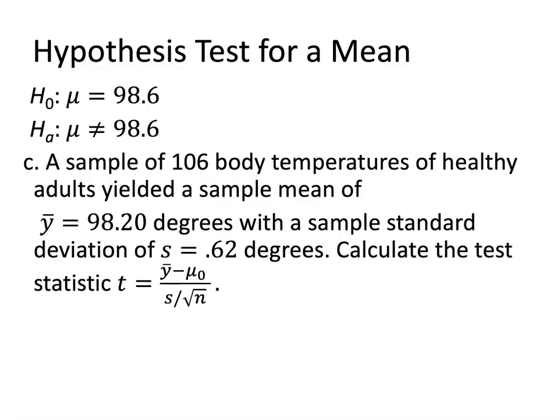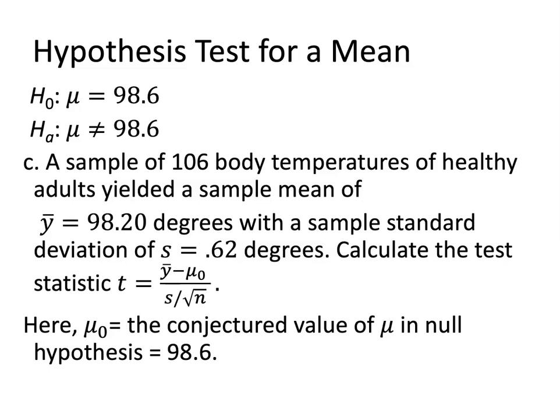Okay, so here are our null and alternative hypotheses. A sample of 106 body temperatures of healthy adults yields a sample mean of y bar equals 98.20 degrees with a sample standard deviation of s equals 0.62 degrees. I did not make these up. These are from an actual study. Calculate the test statistic t equals y bar minus mu sub 0 all over s over square root n.